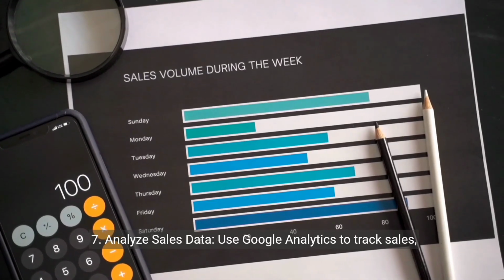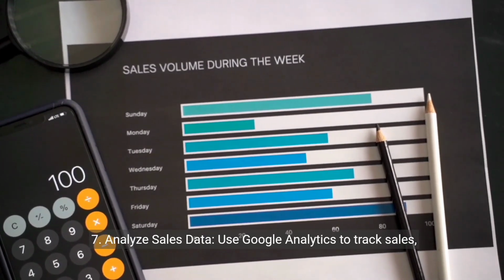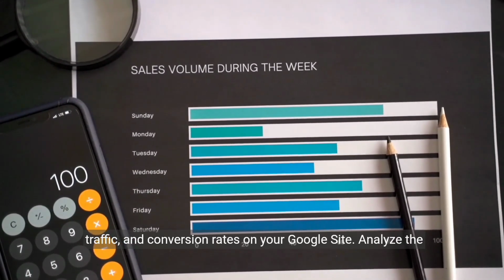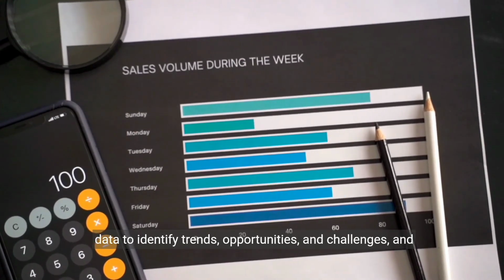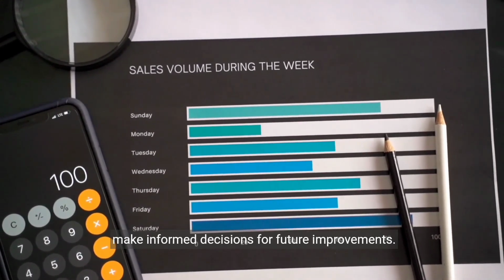7. Analyze sales data. Use Google Analytics to track sales, traffic, and conversion rates on your Google site. Analyze the data to identify trends, opportunities, and challenges, and make informed decisions for future improvements.